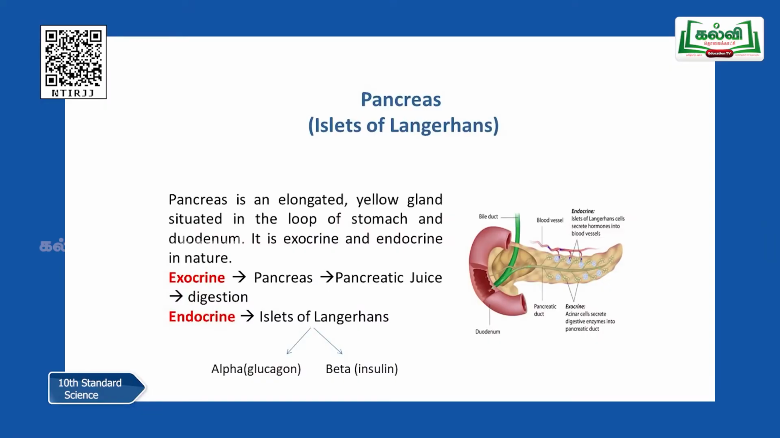Pancreas is a special type of gland which is entirely different from the other glands. Why it is different: it is both an exocrine and an endocrine gland. It is related to the digestive system, located in the intestinal region. The pancreas is an elongated yellow gland situated in the loop between the stomach and duodenum. It is exocrine and endocrine in nature. No other gland is both, so only the pancreas is both exocrine and endocrine in nature.